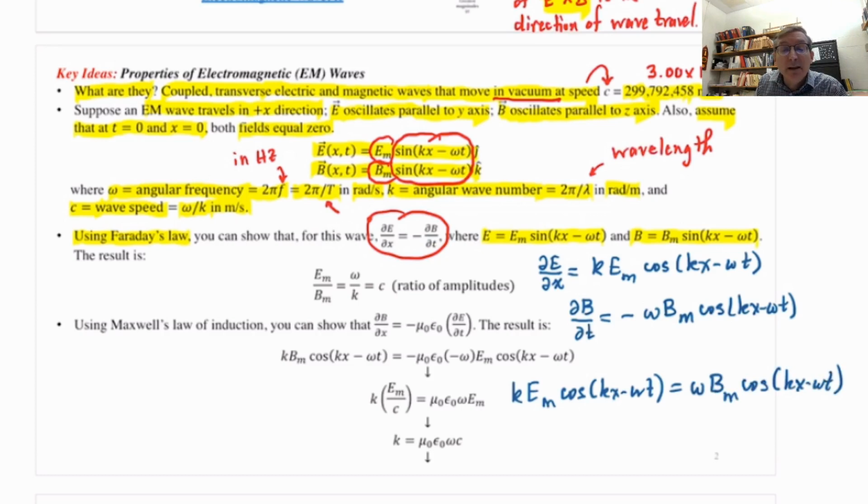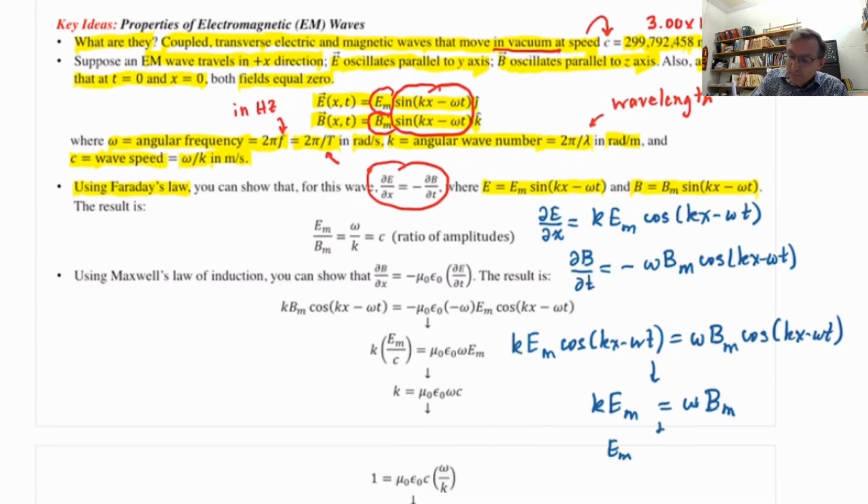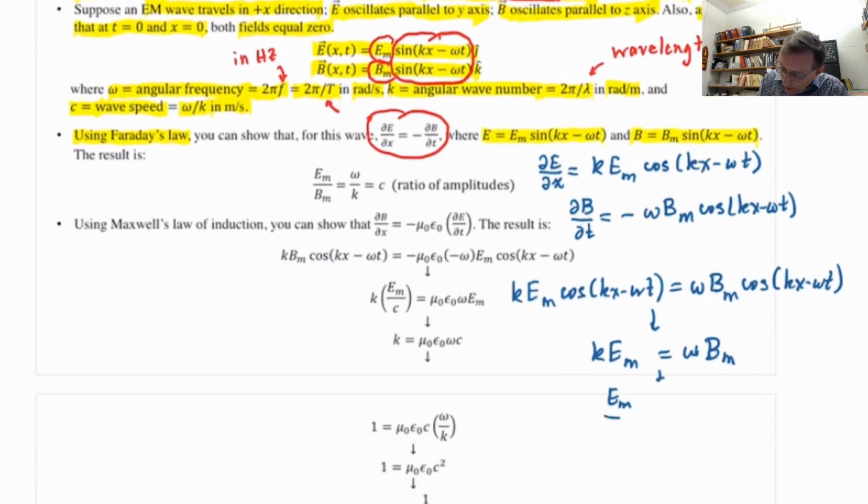Those two sides must be equal for all values of x and t. So that means we require the things out front of the cosine on each side must be equal. So k times E max must equal omega times B max, or E max over B max, just cross multiply, equals omega over k. And that's what I've got written right here.